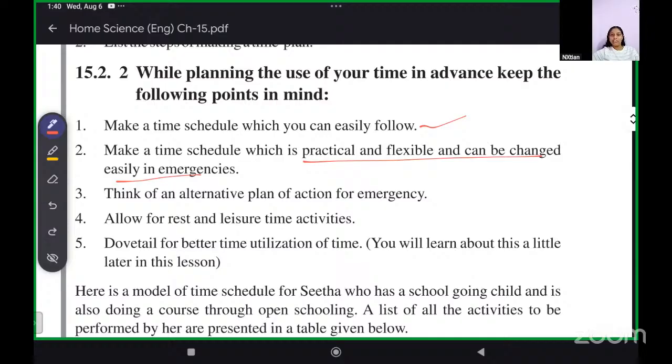That we cannot keep up with our plan when we have emergencies in the family. Then think of an alternative plan of action in case of emergency.